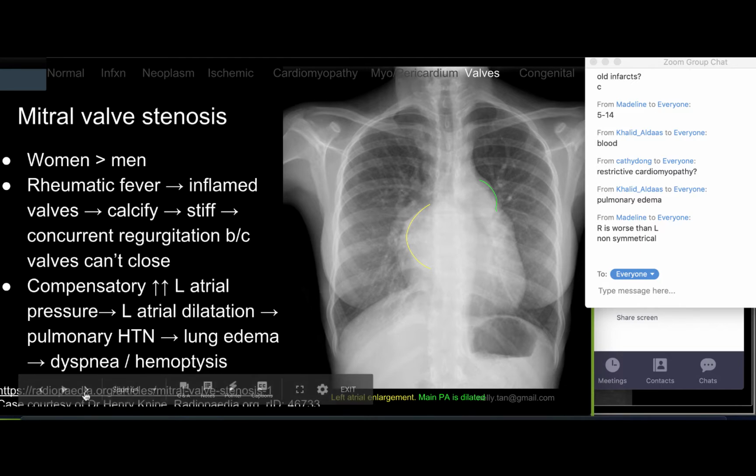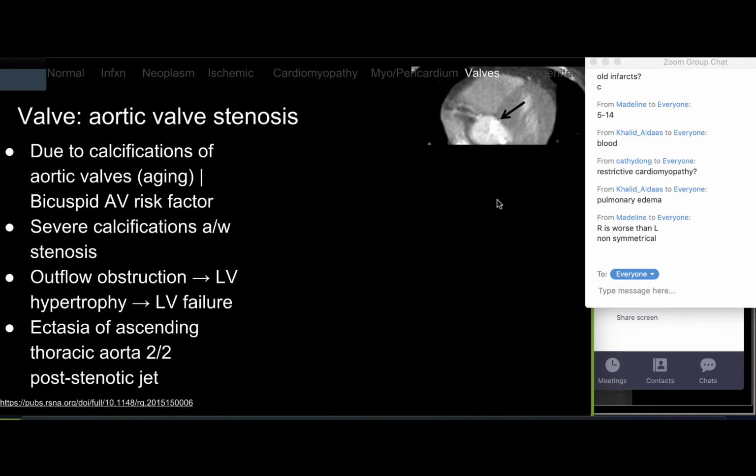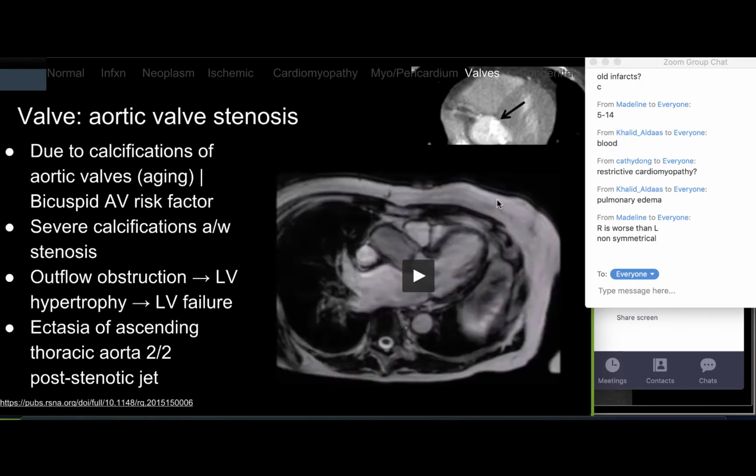Okay, but you can get stenosis too. Stenosis typically comes from rheumatic fever, and the valves just get really stiff. We call this the double density sign because the left atrium is so big, it creates this double density on the radiograph. And the pulmonary artery gets really big because you have right heart pressures.